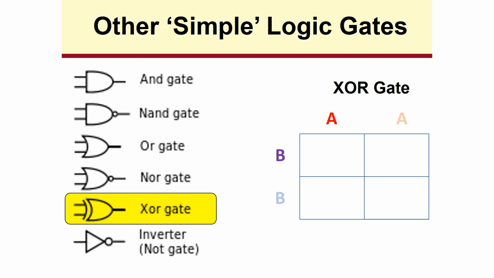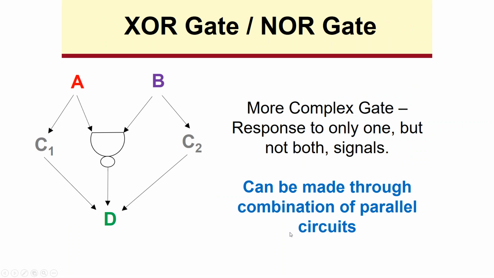This is a little bit more of a complicated one, an XOR gate. This type of logic gate means that you only get output if you have one but not the other of the inputs. So no inputs altogether get you no output. Both inputs, like you would see for an AND gate, here give you no output. Only when you have B but not A, or A but not B. These are more complicated, more complex. They could be made through the combination of different parallel circuits.